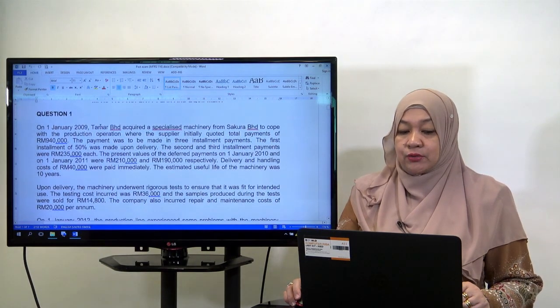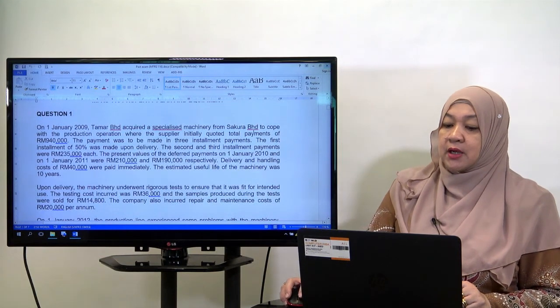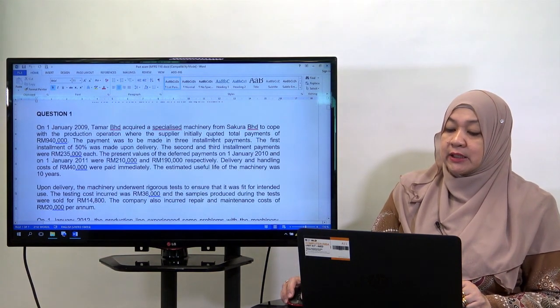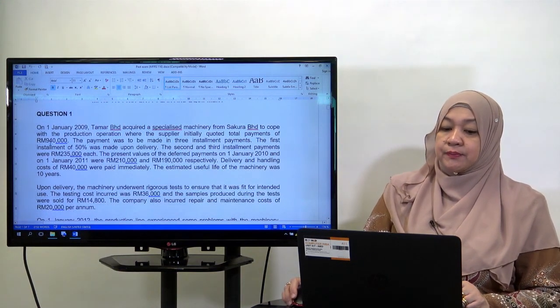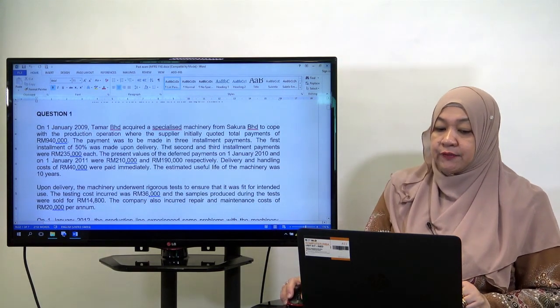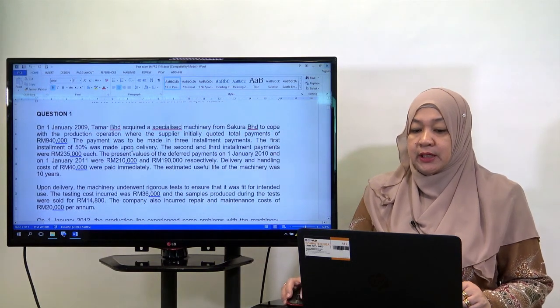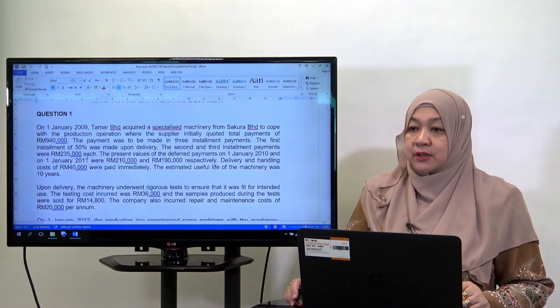On 1st January 2009, Tamar acquired a specialized machinery from Sakura Berhad to cope with the production operation, where the supplier initially quoted total payment of 940,000. So the payment was to be made in 3 installment payments. The first installment of 50,000 was made upon delivery. The second and third installment payments were 235,000 each.